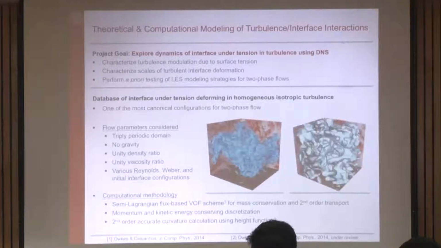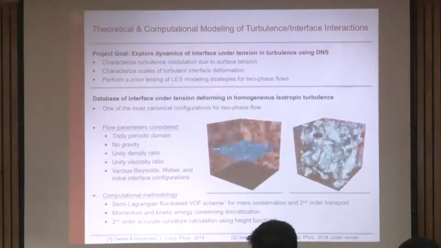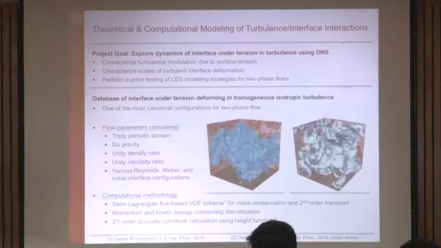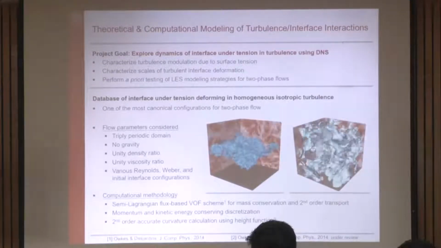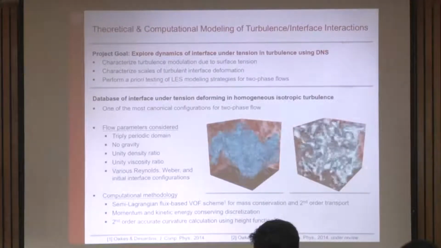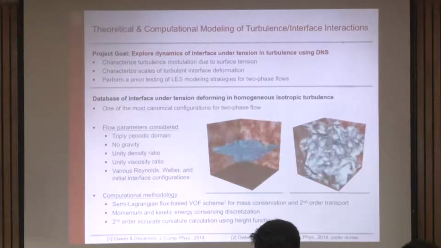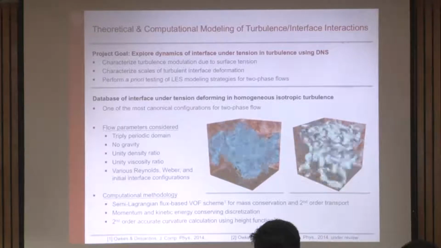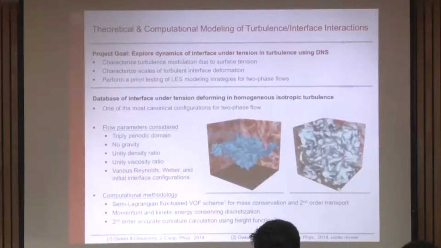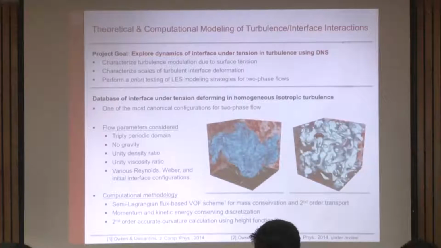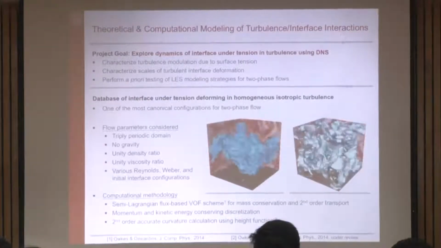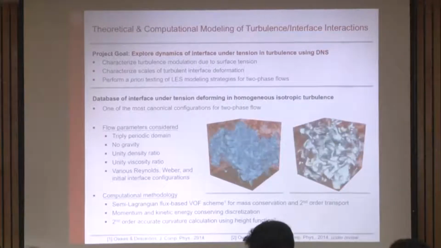The way we've done that is by looking at very toy problems wherein we have a box of homogeneous isotropic turbulence and we place an interface in it. We just immerse an interface in this thing. We're considering the same fluid on both sides, so we're not dealing with density ratio or viscosity ratio. We're treating this as a surface that experiences surface tension, nothing more.